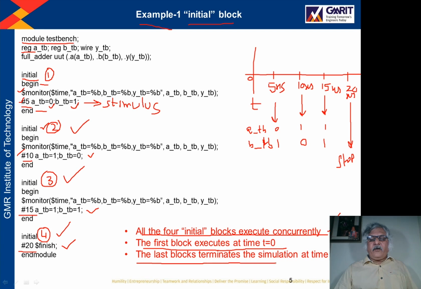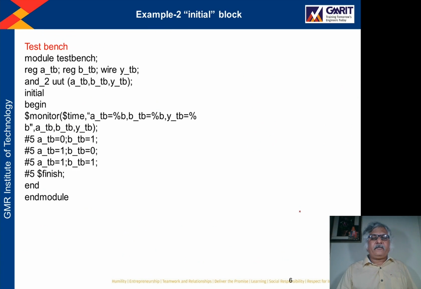The last block terminates the simulation at time t is equal to 20, right? Okay. This is example 2 of the initial block. So here also we have declared one test bench. Here there is an initial block with begin and end, and between begin and end we have written these statements, right?